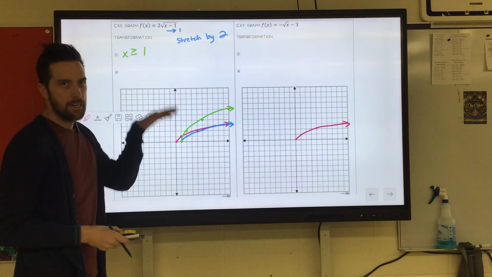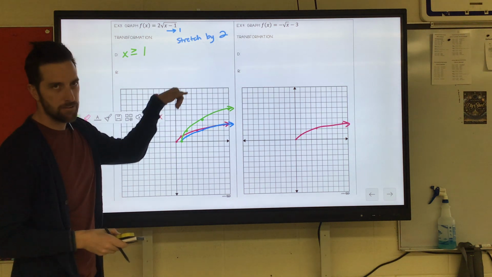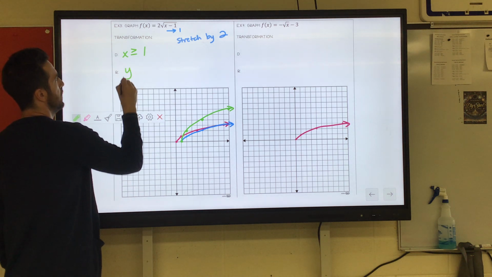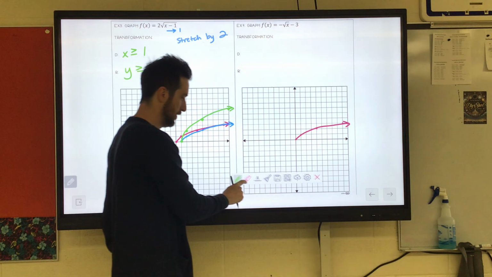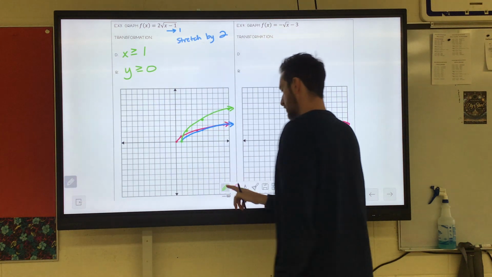The y is up and down. The lowest this goes is 0. Everything else is above that, so y is greater than or equal to 0. All right. Whew. One more, folks.